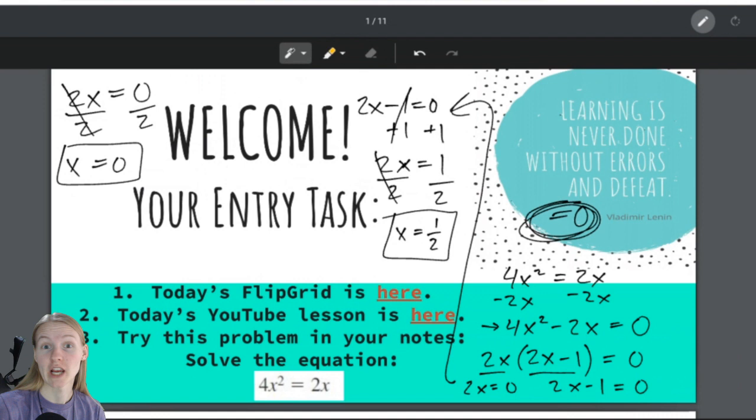Do remember that you can check your work if you'd like. I am out of space, so I'm not going to. But remember that you can, just by taking these guys, plugging them in here for x, and seeing what you get. If you get 0, awesome, you were right. If you don't get 0, you've done something wrong. Then you should go back and check your work. Okay, but that is the entry task for today.